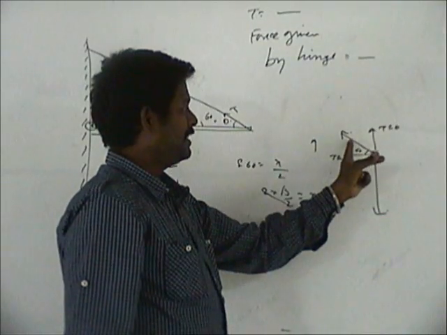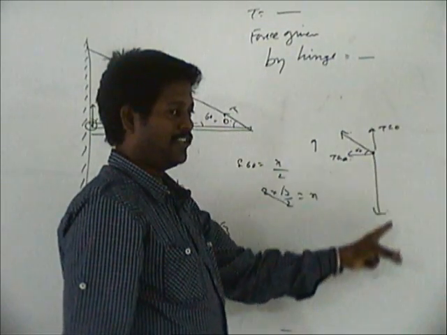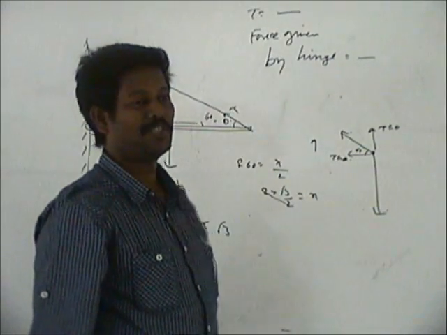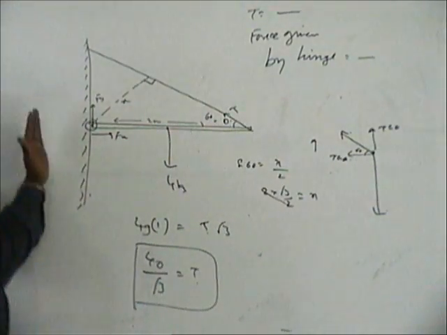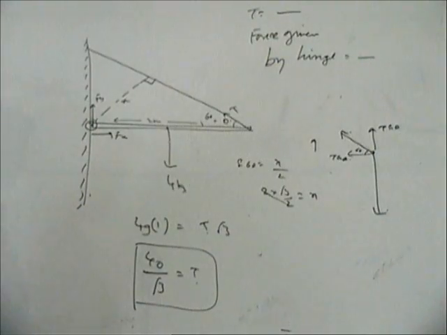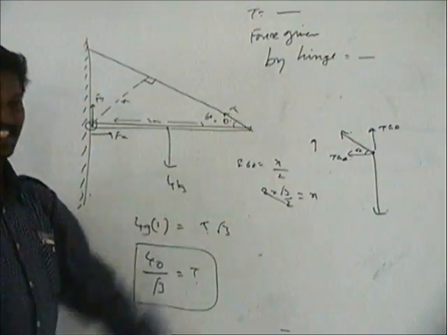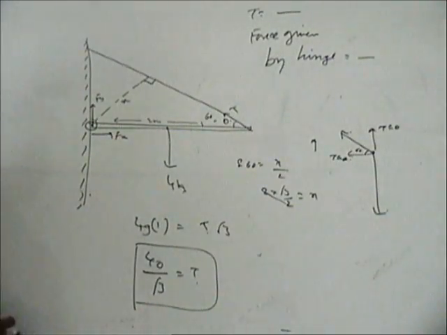When it is the component, definitely the component cannot balance it. There should be something else upward. That means the hinge should give a force upward also, apart from the forward direction force. How do you know the forward direction force is there? T cos theta is there. Something should be there in the forward direction. Therefore, that's the way we can find it.